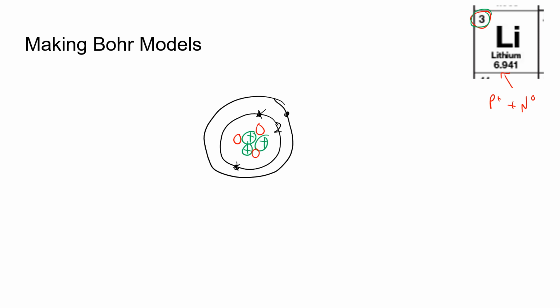Now the 2nd circle can hold up to 8. But with lithium, we only have 3. We don't have to fill this up to 8. We only need to place 1 more here in this outside circle because we need a total of 3. And as you can see, 2 plus 1 equals 3. So that's how you would draw this. You would put 2 on the first circle and then 1 on the outside circle.